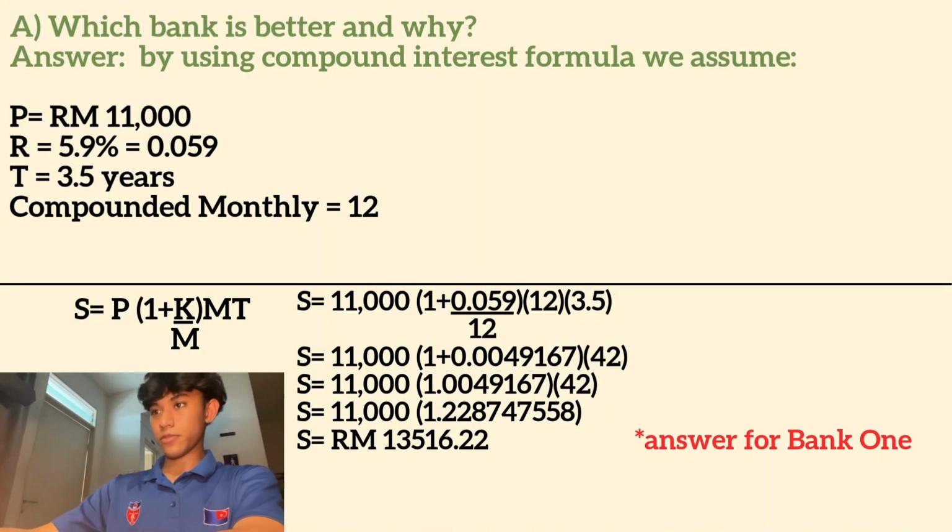After we get the answer, we raise it to the power of 42, which gives 1.228747558, and then multiply with 11,000, so the answer will be 13,516 ringgit and 22 cents. That is for bank 1.